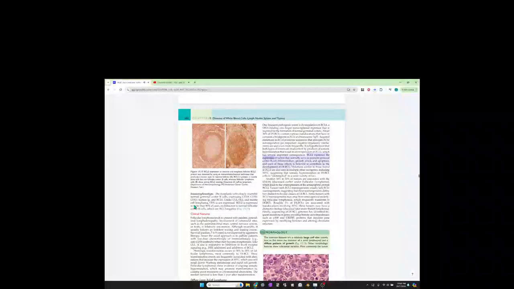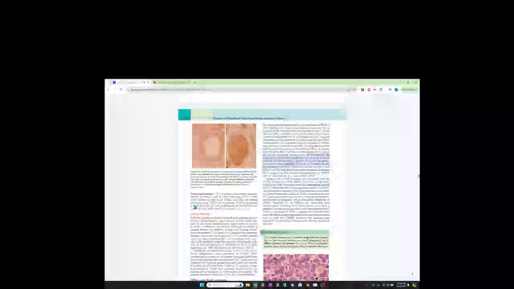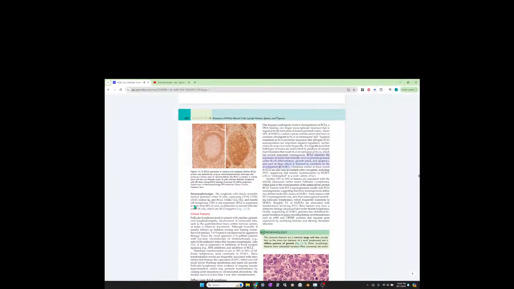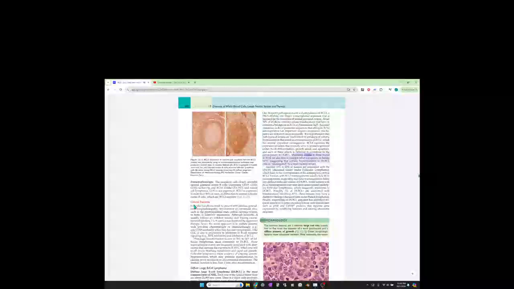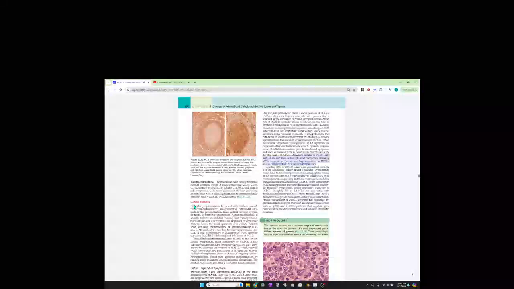BCL6 represses the expression of factors that normally serve to promote germinal center B-cell differentiation, growth arrest, and apoptosis, and each of these effects is believed to contribute to the development of DLBCL. Mutations similar to those found in BCL6 are also seen in multiple other oncogenes, including MYC, suggesting that somatic hypermutation in DLBCL cells is mistargeted to a wide variety of loci.